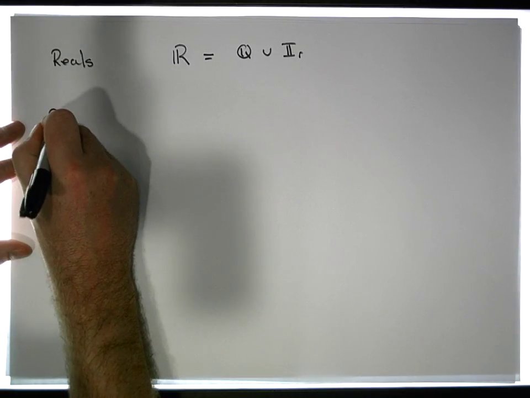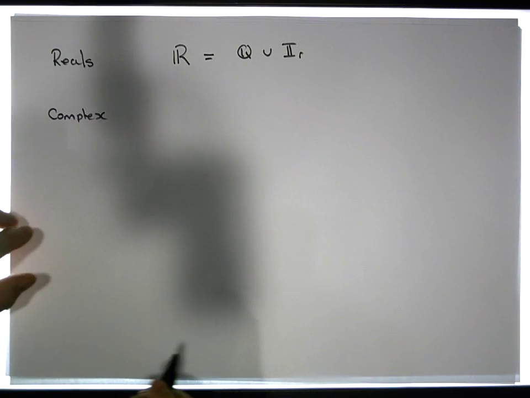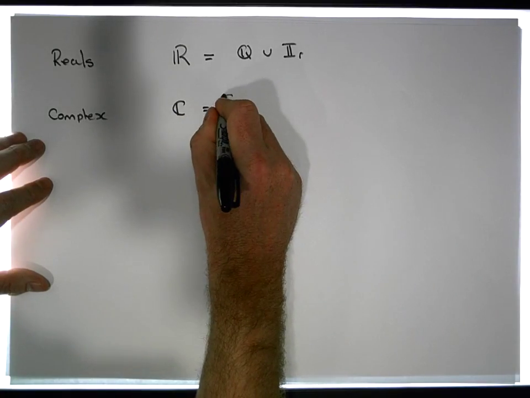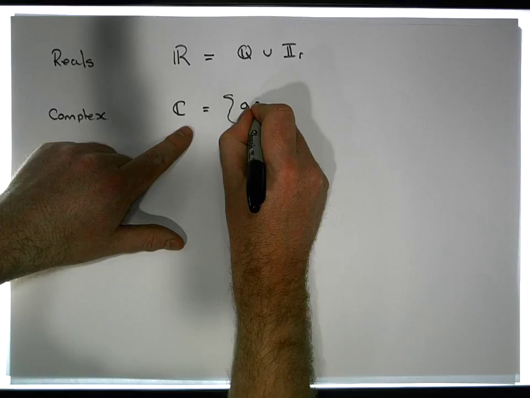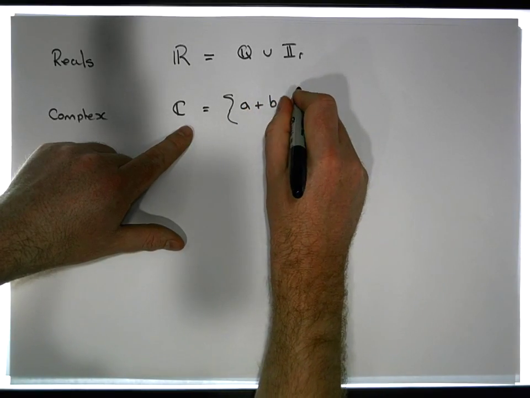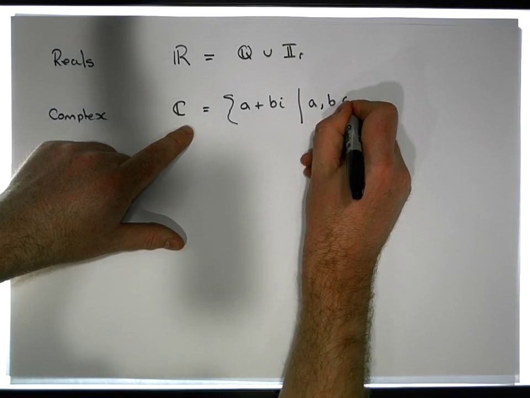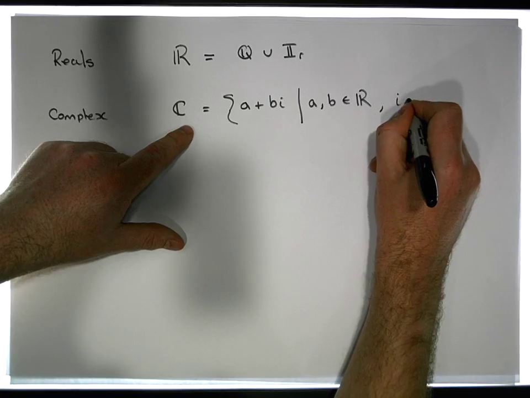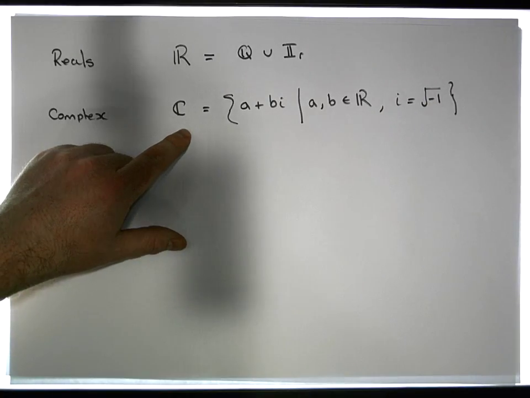And then finally we have this other set of numbers known as the complex numbers. We'll define the complex numbers with a C, and we'll define them using set builder notation. It looks like this: a plus bi such that a and b are elements of the real numbers, and i is equal to the square root of -1. You've probably seen them before. It's called the complex numbers.